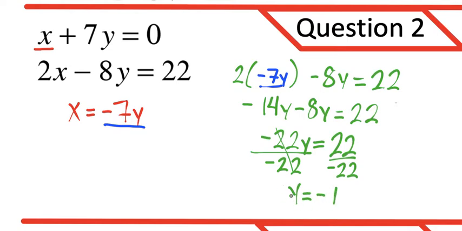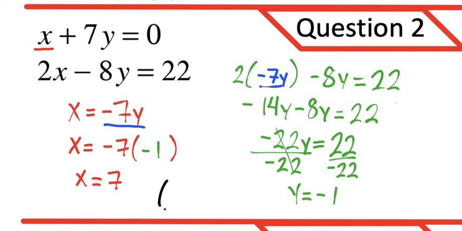Now that we have what y is equal to, we can plug it in for y in the equation with x. So here we're going to have x equals -7, and then instead of y, we're going to plug in what y is equal to, which is -1. -7 times -1 is going to be +7. And we find that the solution to this system of equations is going to be 7, -1.